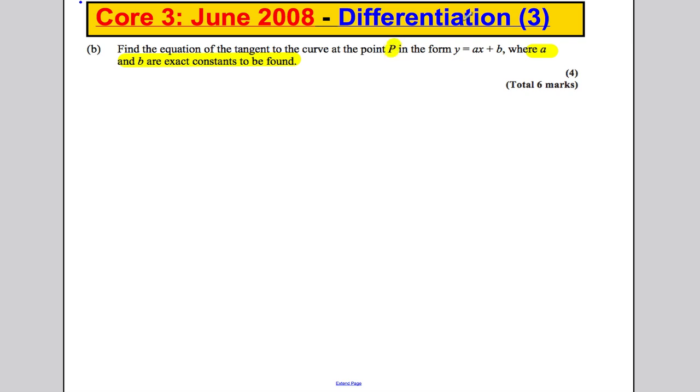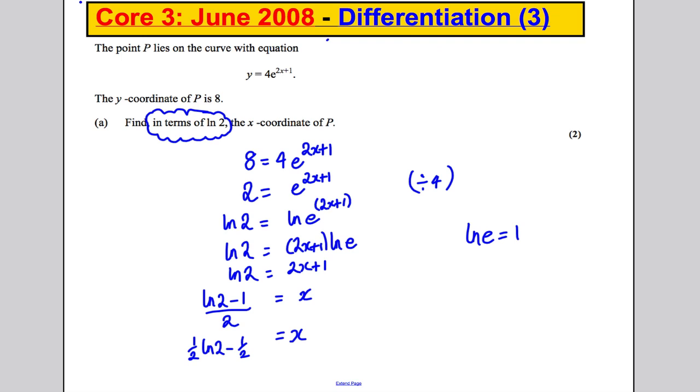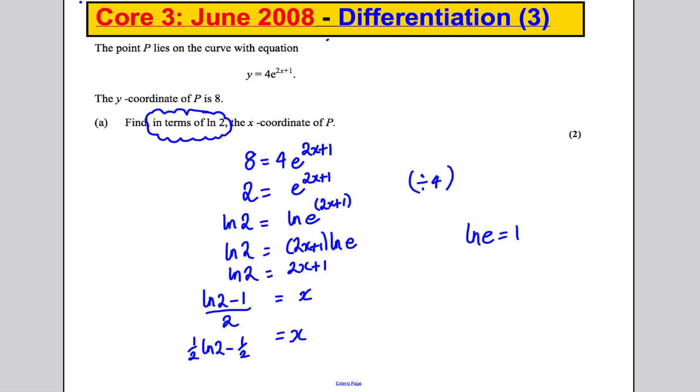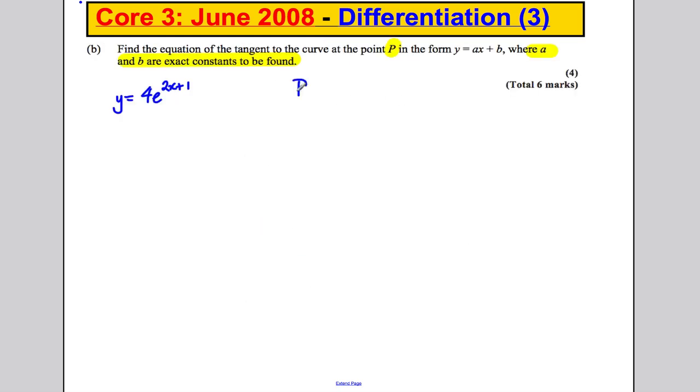So we want to find the equation of the tangent to the curve at P. Just going back, let's write down our equation. y is equal to 4e to the 2x plus 1. Here's our curve. And the point P we found is a half ln 2 minus 1 over 2. So P is ln 2 subtract 1 over 2, 8. And we want to find the equation of the tangent there. So we know a point on that tangent, which we can substitute in.